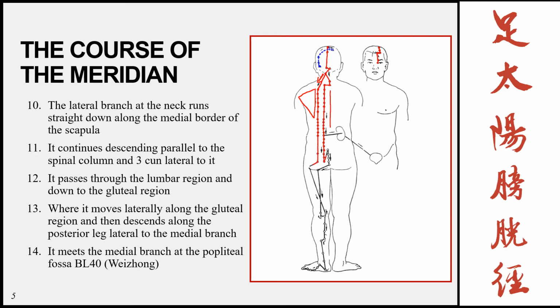And then it will continue descending 3 cun lateral to the spinal column all the way down to the lumbar region, and then down to the gluteal region. And in the gluteal region, it will then move laterally, just like the medial pathway, and then it will continue descending along the posterior aspect of the thigh and connect to the medial branch of the meridian at bladder 40, which was over here.